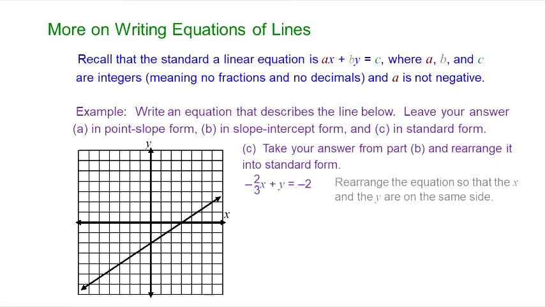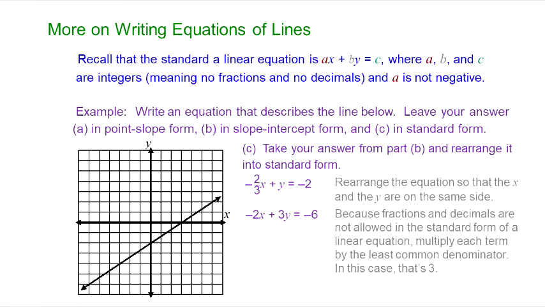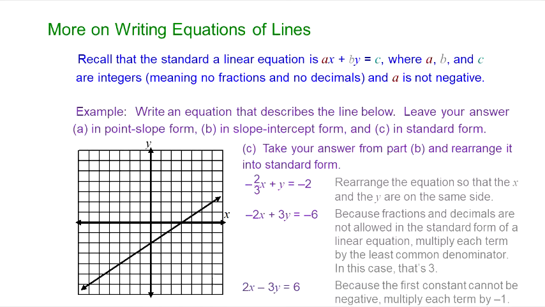To put this equation in standard form, I will rearrange the equation from the last step. Note that the formula at the top of the page says that the x and the y must be on the same side of the equal sign, and so I will start by subtracting 2/3 x from both sides of the equation. Next, because the numbers cannot be fractions, I will multiply each term by the least common denominator. Note that negative 2/3 times 3 is equal to negative 2, that y times 3 is equal to 3y, and that negative 2 times 3 is equal to negative 6. And finally, because the number in front of the x cannot be negative, I will multiply each term by negative 1.